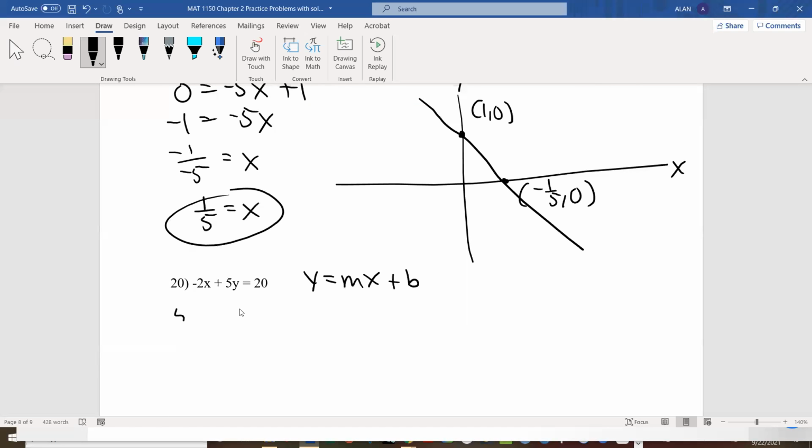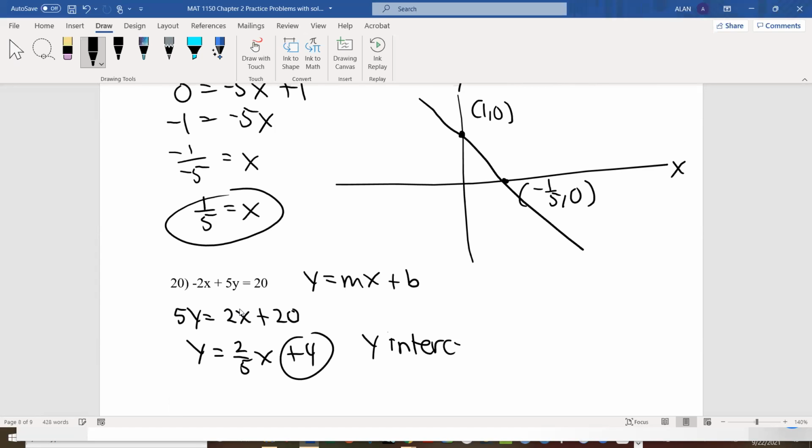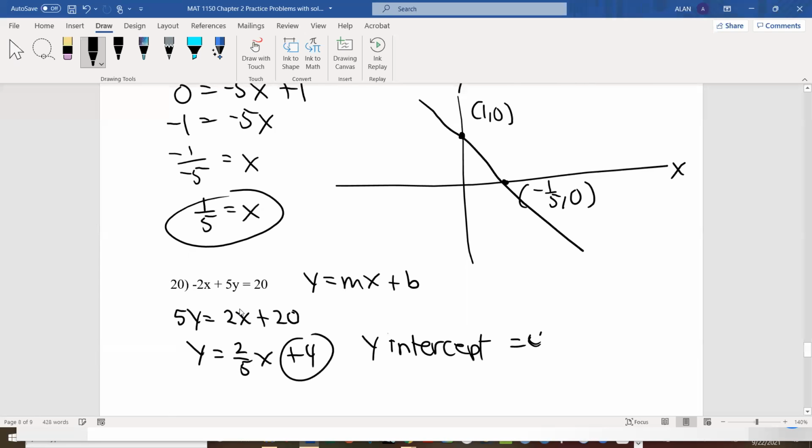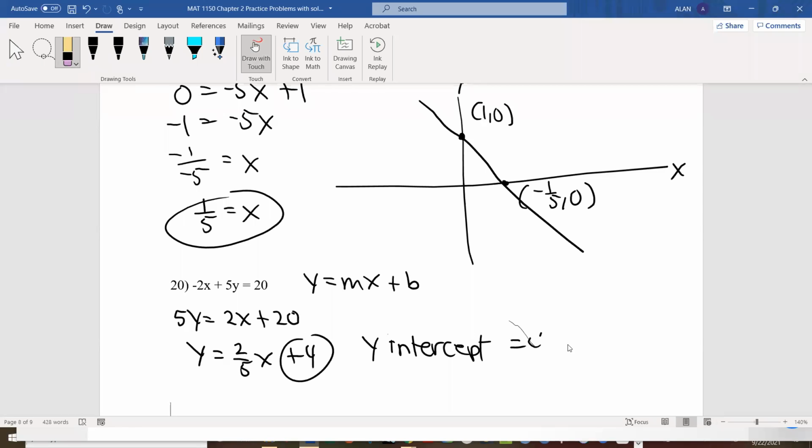So let's add 2x to both sides. Divide out the 5. Okay, so the intercept is 4. Let me just clean that up a little.